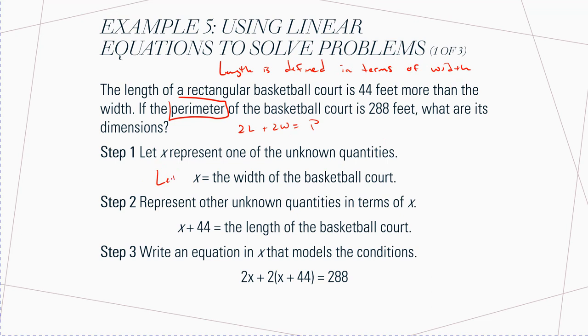So we're going to let the variable x be the width, okay? Then that means the length is 44 feet more, so that's addition. So that's x plus 44 because it's the width plus 44. So that's the length. So then all you're going to do is go 2 times the width, so 2x, plus 2 times the length, is equal to 288. So all we have to do is solve this equation right here.